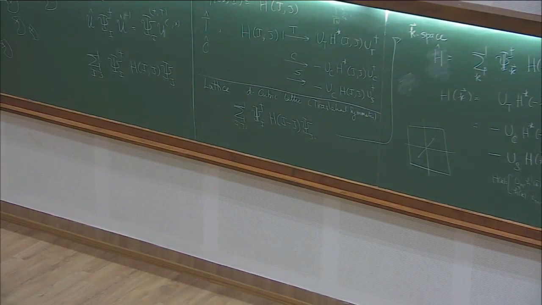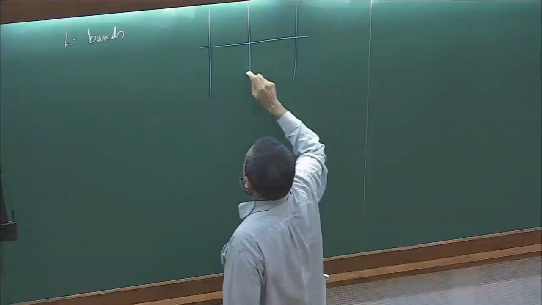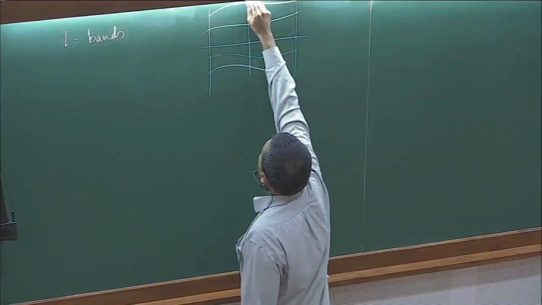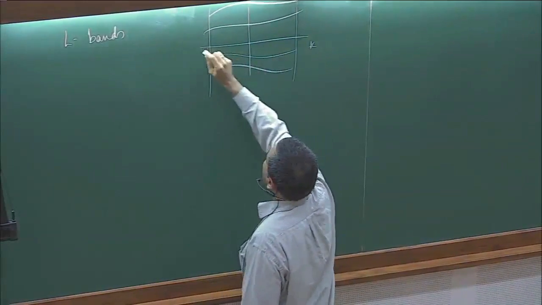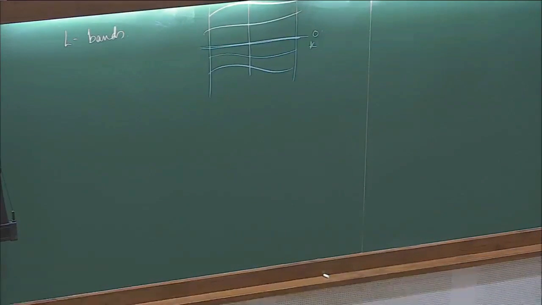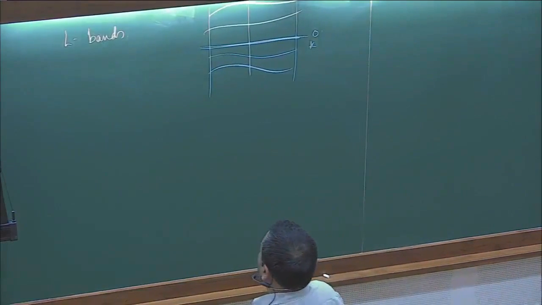Okay, so what do I have here? If I diagonalize the Hamiltonian, I will get L bands, right? Let me just schematically draw this Brillouin zone and some set of bands. This is the energy, this is K, and this is the zero. This is what I will typically get out of any consideration like this.